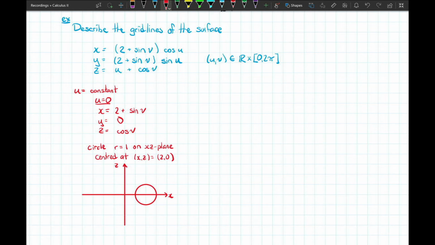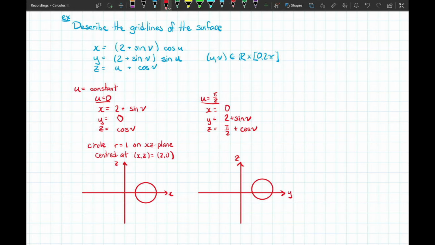Another convenient value to plug in would be something like u equal to pi over 2. In that case, x is equal to 0, and that means that we're going to have a curve on the yz plane. That's going to help us to visualize this a little easier. y is now going to equal 2 plus sine v, and z is going to equal pi over 2 plus cosine v. Once again, we have that typical sine v, cosine v. That's a circle on the yz plane, but now we've shifted it to y equals 2 and z equals pi over 2.